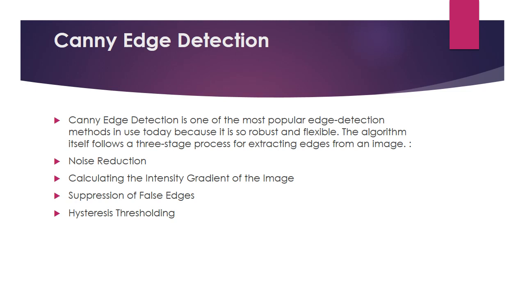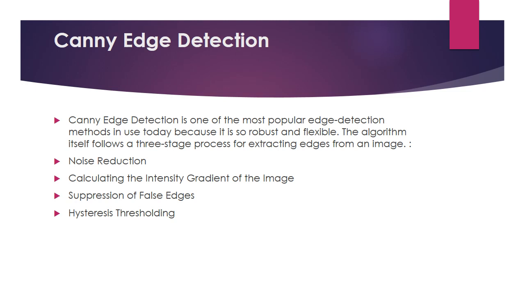Kernel edge detection is actually one of the most popular edge detection methods in use today, because it's robust and flexible. It follows a 3-stage process in extracting edges from an image. So we have the noise reduction, which does more of a smoothing.